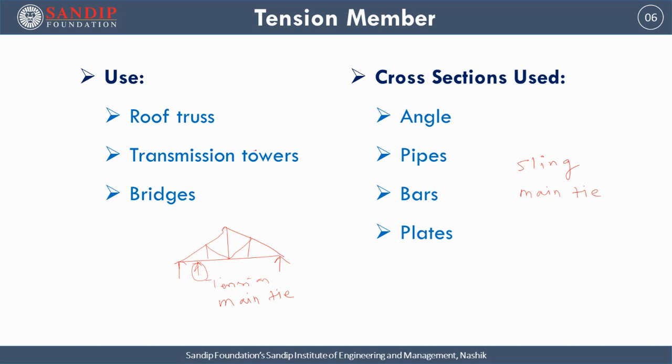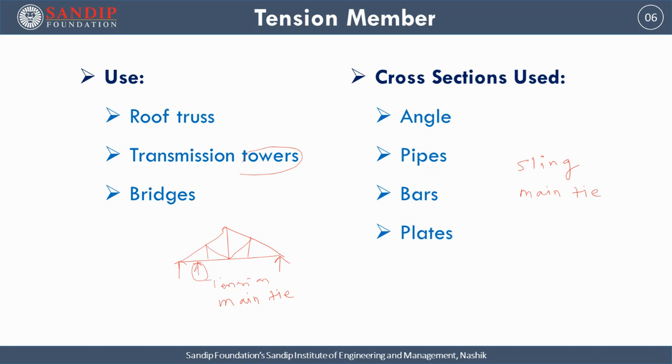There also tension members are existing. Then in bridges, be it a suspension bridge or a roof truss bridge, specifically railway bridges or steel bridges, in that also bottom chord members are always tension members. So these are some practical examples of tension members.